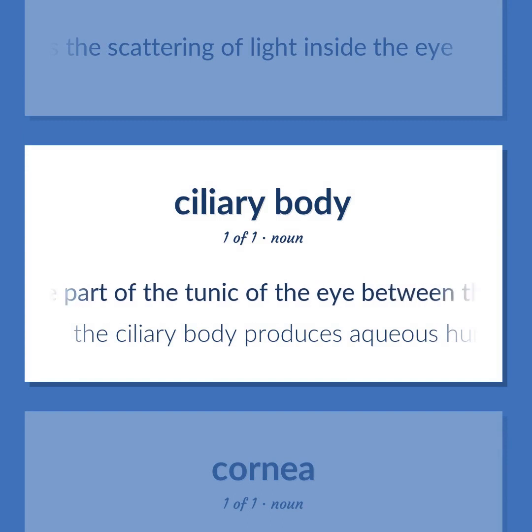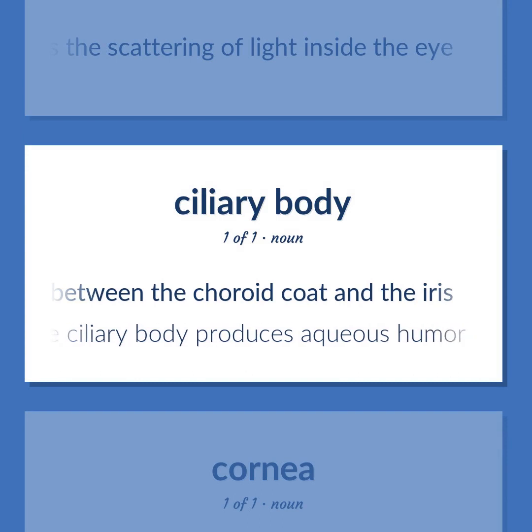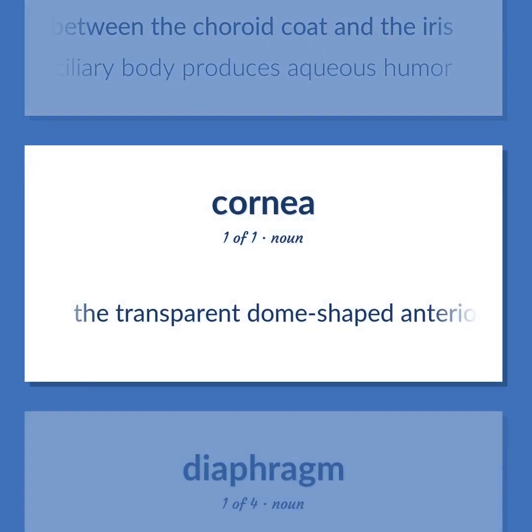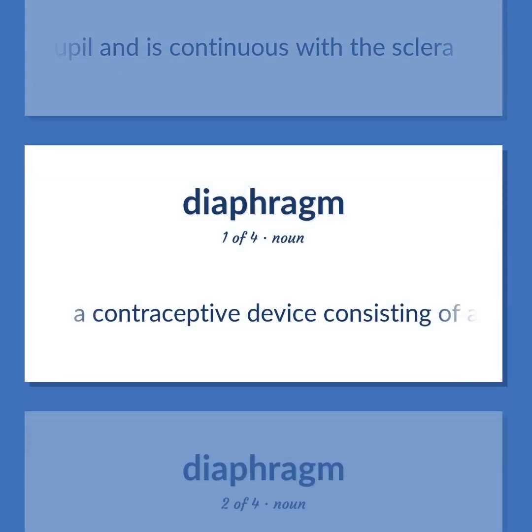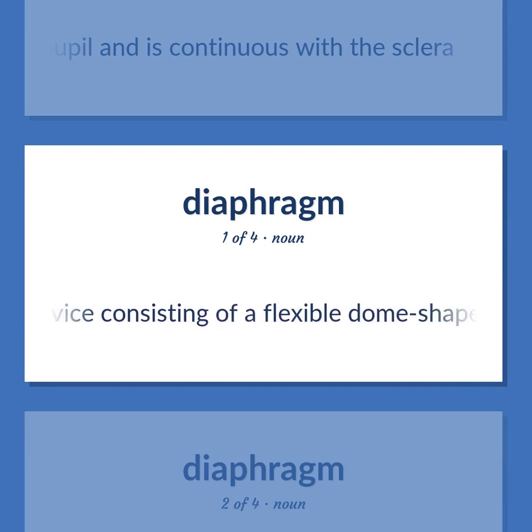The part of the tunic of the eye between the choroid coat and the iris. The ciliary body produces aqueous humor. The transparent dome-shaped anterior portion of the outer covering of the eye. It covers the iris and pupil and is continuous with the sclera. A contraceptive device consisting of a flexible dome-shaped cup made of rubber or plastic. It is filled with spermicide and fitted over the uterine cervix.